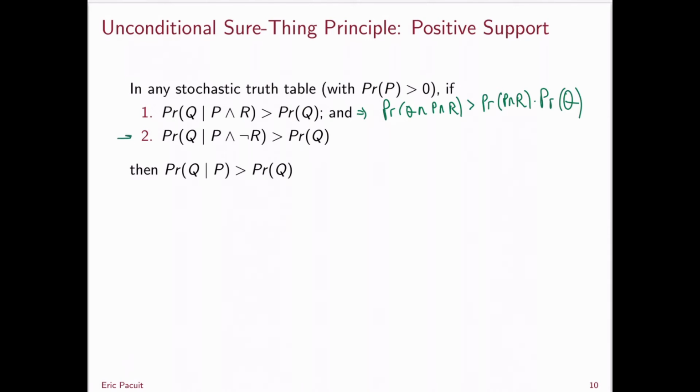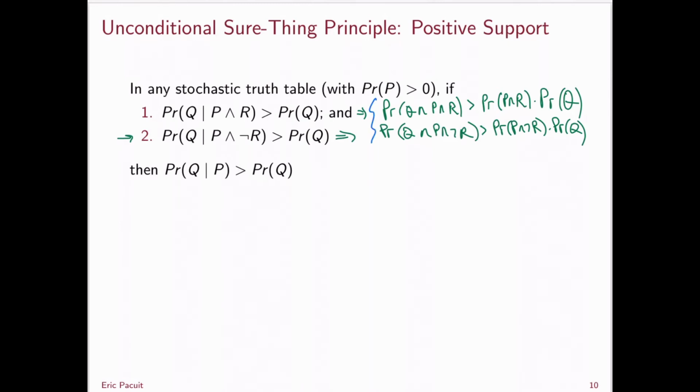And also let's assume the probability of Q given P and not R is greater than the probability of Q. Now that's going to imply that the probability of Q and P and not R is greater than the probability of P and not R times the probability of Q. So now we have two inequalities, and what we're going to do is sum the terms on both sides of the inequalities.